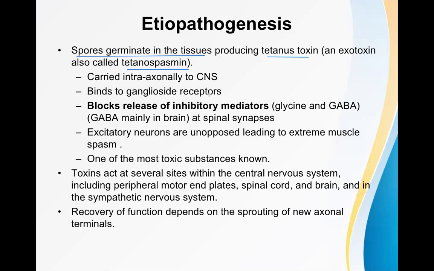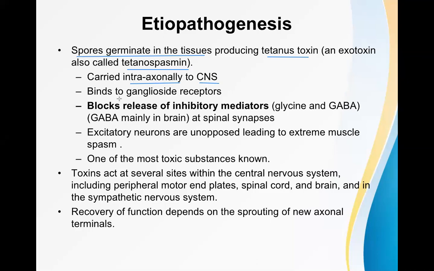Now, this tetanospasmin is produced at the local site. For example, if the local site is in the foot, it is produced there. If it is in the hand, it is produced there. If it is in the face, it is produced there. Now, that toxin has to be carried to the central nervous system, and that is done by the axons. They are carried intra-axonally to the central nervous system. This is called retrograde transmission, in the opposite direction.